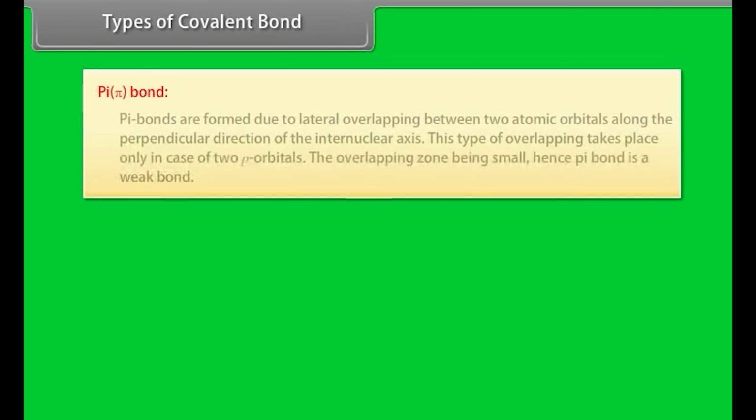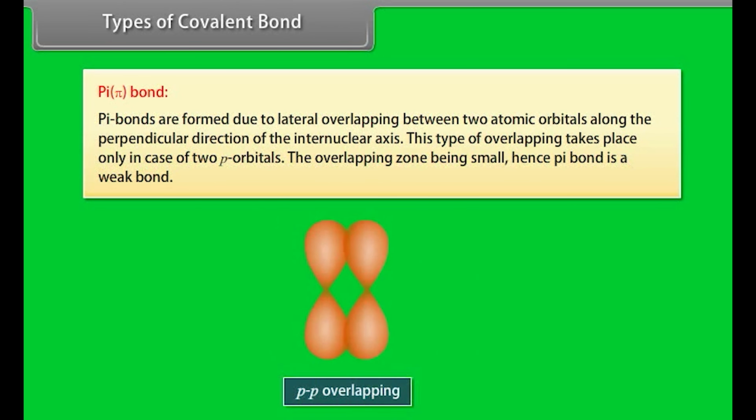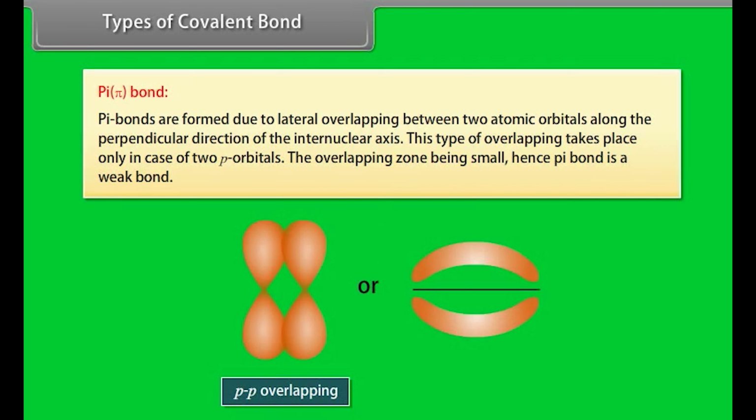Pi bond. Pi bonds are formed due to lateral overlapping between two atomic orbitals along the perpendicular direction of the internuclear axis.